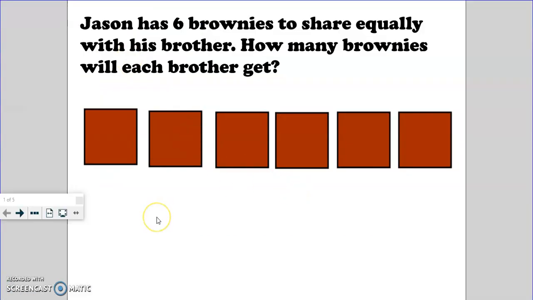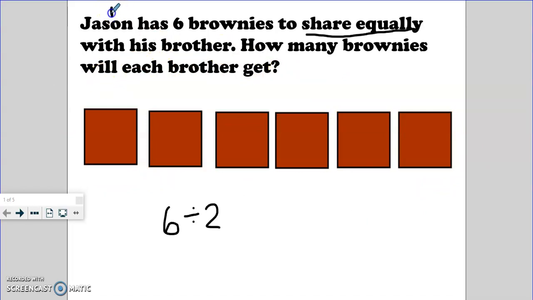So, let's get started. Jason has 6 brownies to share equally, which is important, with his brother. How many brownies will each brother get? So what is my problem? My problem is 6 divided by 2. How can I model this problem?